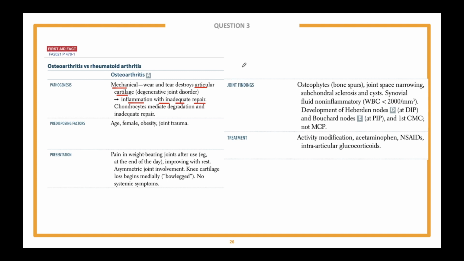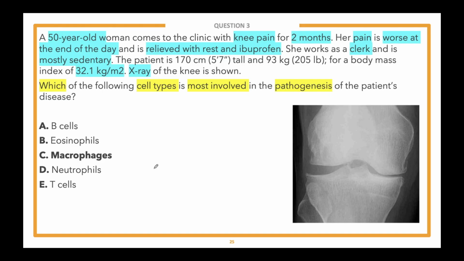So, answer choice E, T cells, and actually as well, answer choice A, B cells. T cells and B cells are involved more so in chronic inflammatory disorders. So rheumatoid arthritis, arthritis that's due to lupus, not osteoarthritis. Answer choice D would be correct in the setting of an infection or septic arthritis, but that's clearly not the case in this patient.